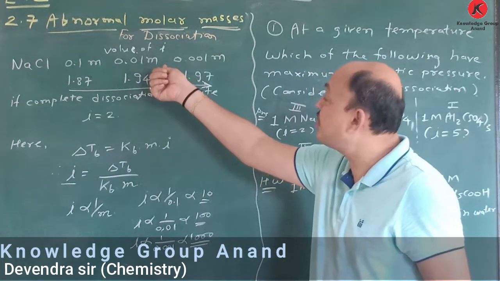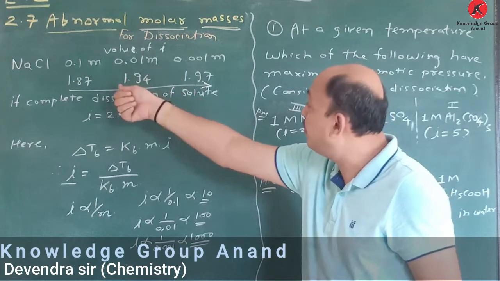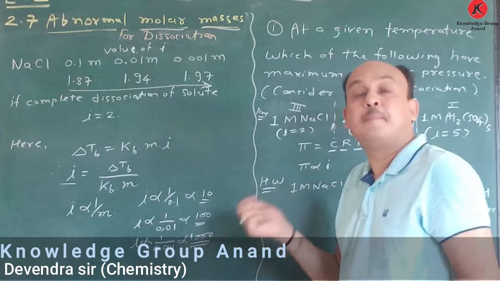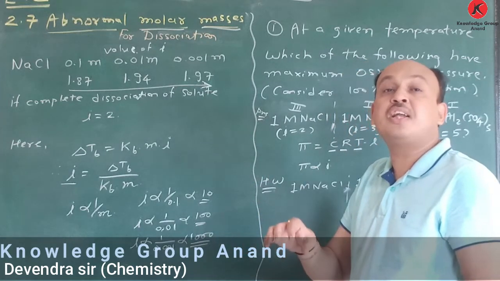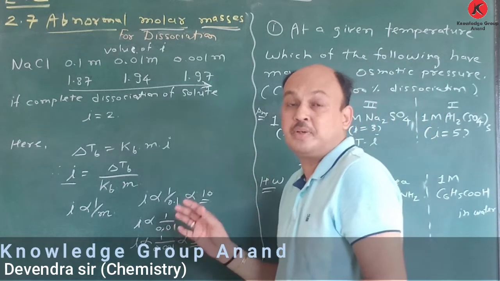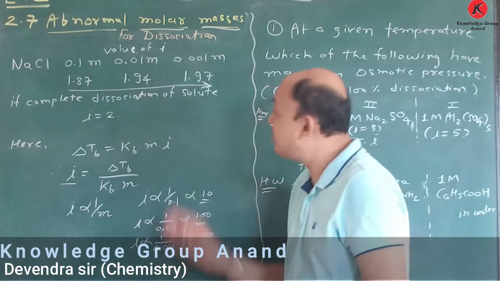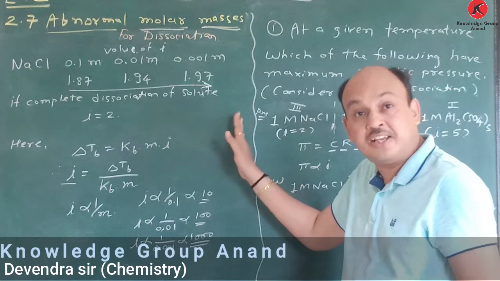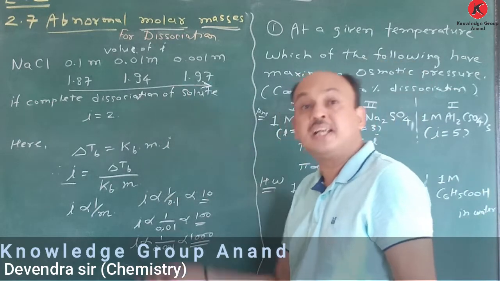So here dissociation does not occur 100% because molarity is changed. For a dilute solution, the value of i increases because in a dilute solution ionization occurs very easily, since solute particles are very few. So understand this particular concept, which is given in your NCERT book. Different types of examples are also there.